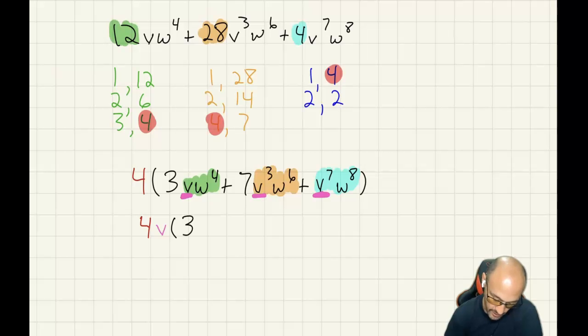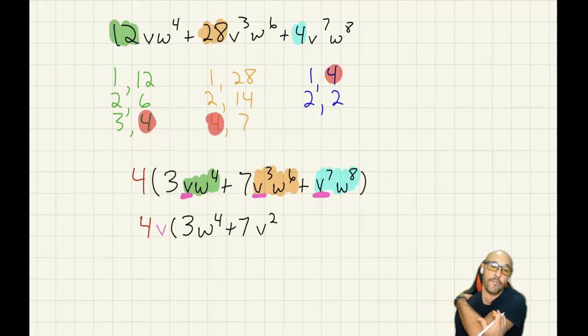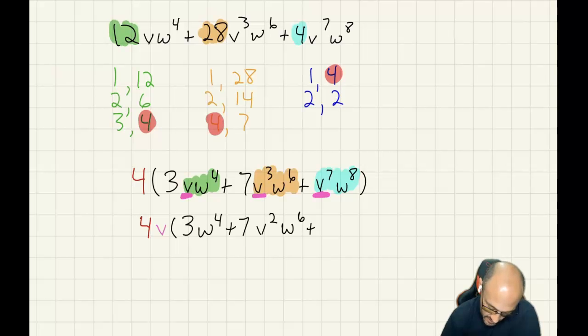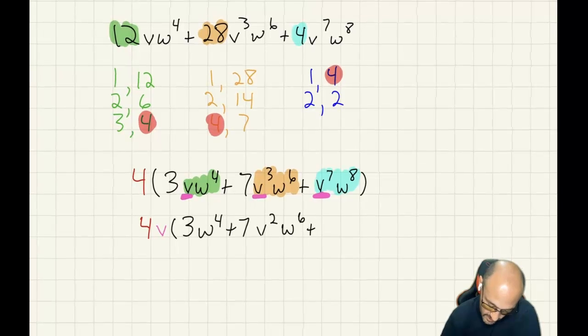So now I have 3, and when I factor out v from there, it just leaves a 1, w to the 4th. So now I just have w to the 4th. When I factor out a v from the v cubed, I'm left with v squared, because it's v times v times v, and when I factor one out, it's v squared. And then w to the 6th. And then when I factor one v out of v to the 7th, it's v to the 6th and w to the 8th.